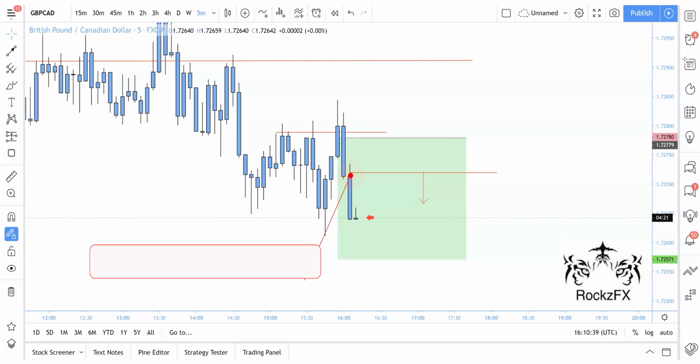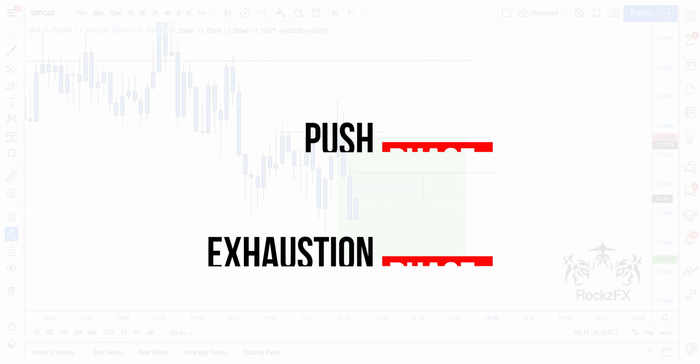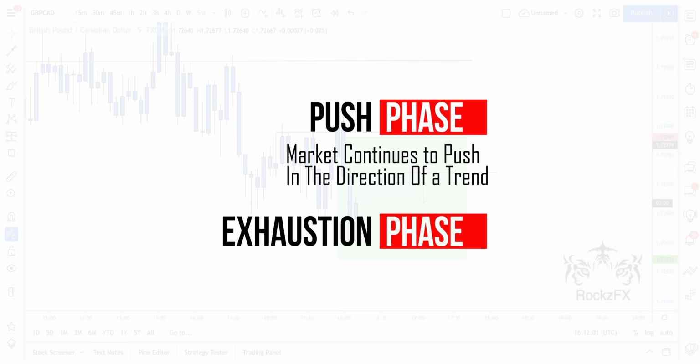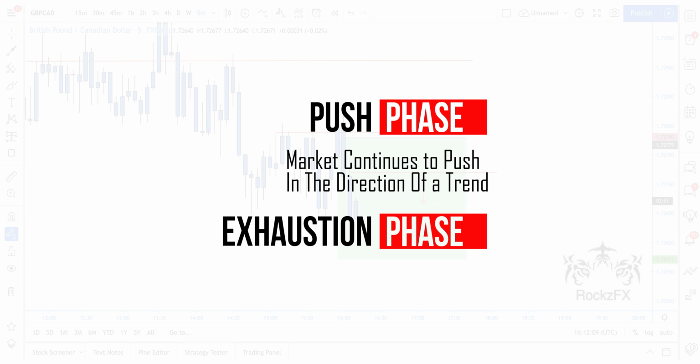Now, as you can clearly see, I've put a level in this market where price may come back to retest. What we call in the Forex market is two things in terms of movement. There are two movements that happen. We call it either a push phase or an exhaustion phase. You'd understand a push phase as the market continuing to push in the direction of a trend. So if the market was up, it will continue to push up, and if the market is down, it will continue to push down.